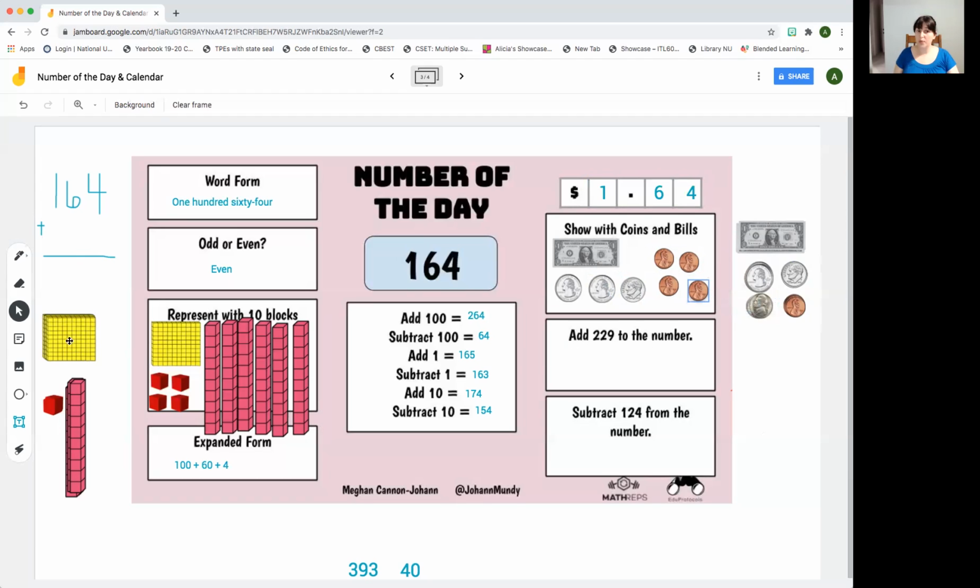Once again, I can do these with my place value blocks, where I would add 229, or this time I'm going to go ahead and do it in written form so that way we can practice that too. So I'm going to take my number 164 and add 229, and I'm going to line them up. 9 plus 4 is 13, or my 1. 6 plus 1 is 7, plus 2 is 9. 1 plus 2 is 3, so my final answer is 393. And once again, you can check that with your number block.